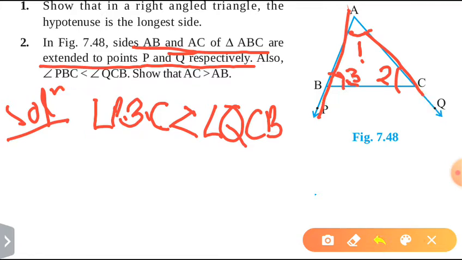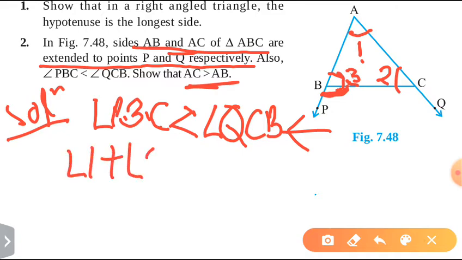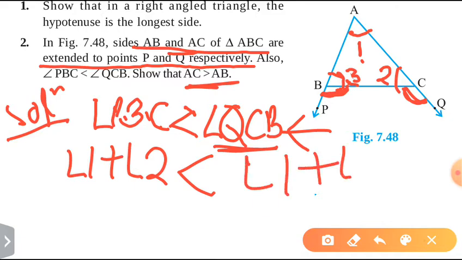Now we have to prove that AC is greater than AB. So how will we solve it? This I have written from the question. If you just apply the exterior angle property, angle PBC is equal to angle 1 plus angle 2, which is less than, I have written the same sign, angle QCB. By the exterior angle property, you can write it as angle 1 plus angle 3.